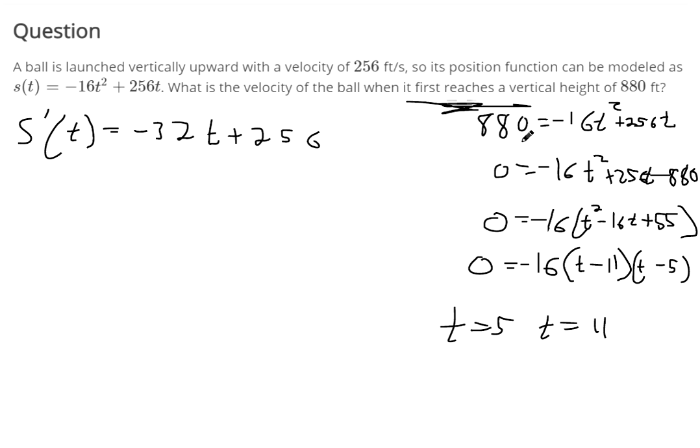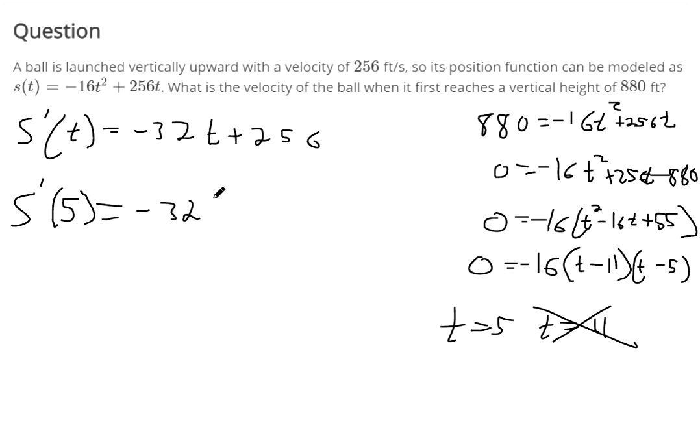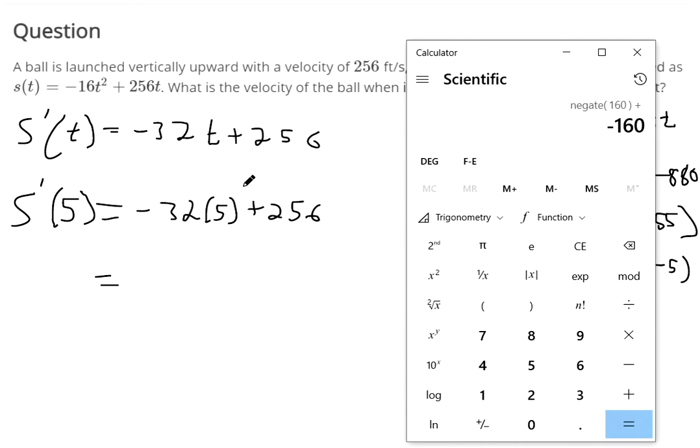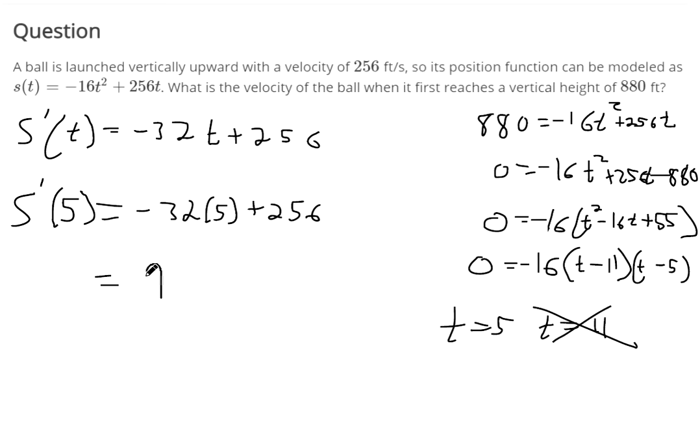But they said when it first reaches the vertical height, so that's the time we want, and that's what we have to plug in here. It reaches 880 feet at 5 seconds after launch. So if they want to know the velocity, we just have to plug 5 seconds into the velocity function. 32 times 5, that's negative because it's negative 32. So it looks like 96 feet per second is our velocity.